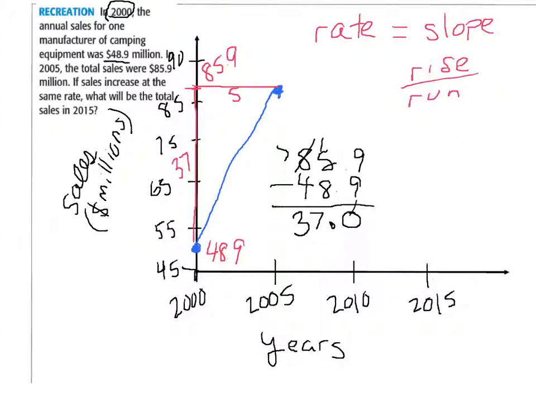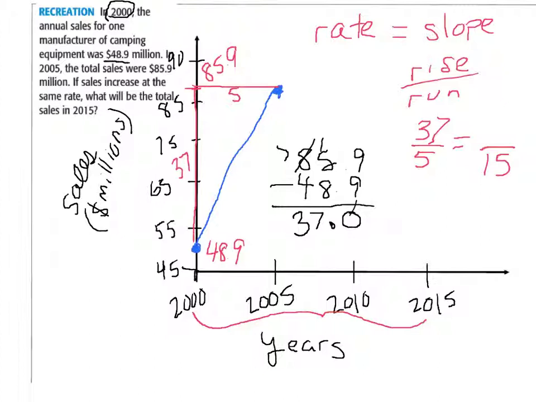So my slope will be 37 over 5. That's my rate of change. $37 million increase over 5 years. So what would that increase be over 15 years? Well, what you have to do, and why did I say 15 years? Because this distance here is 15.